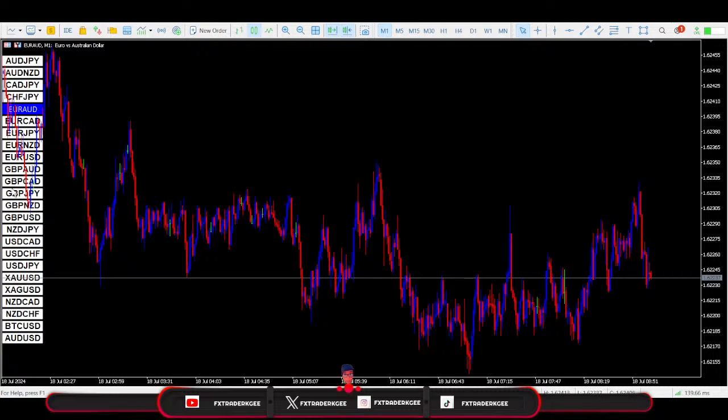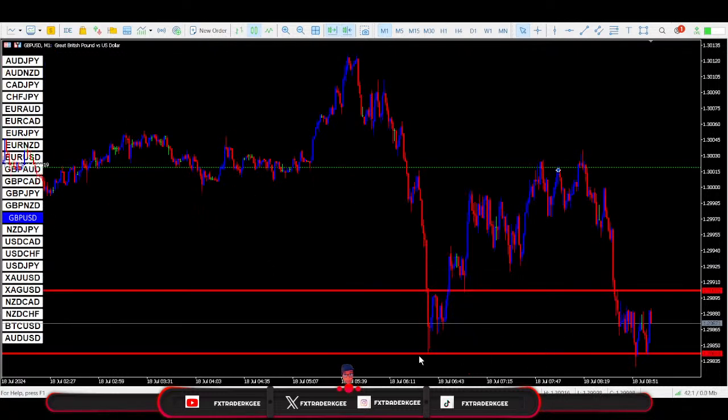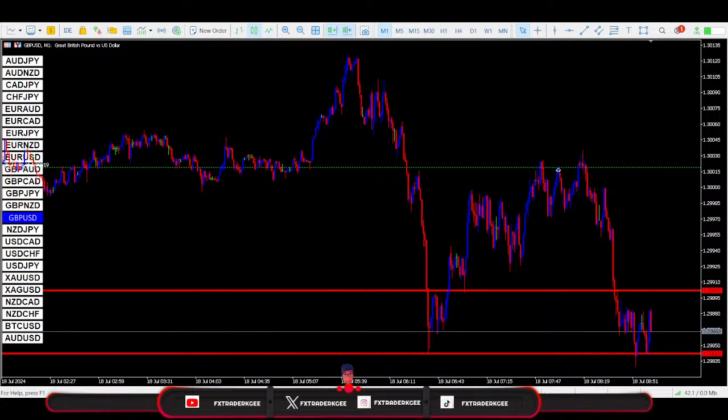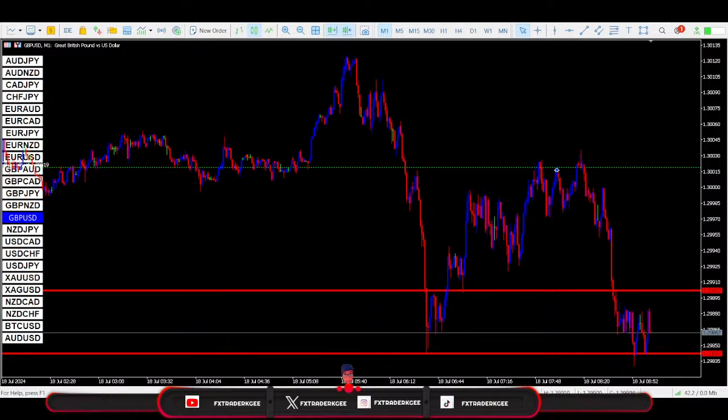And I still have my GBP USD though. You see that line has not properly been crossed. So I'm just like, okay, since it is like this, let me still hold on to it. If it completely breaks out of it, then that means it's something worth looking into.